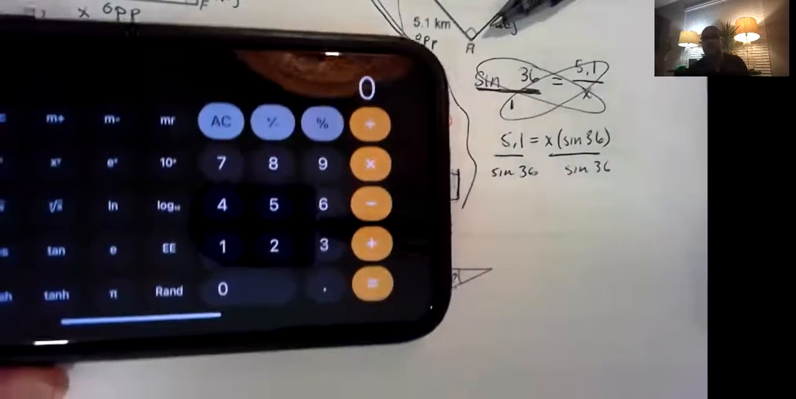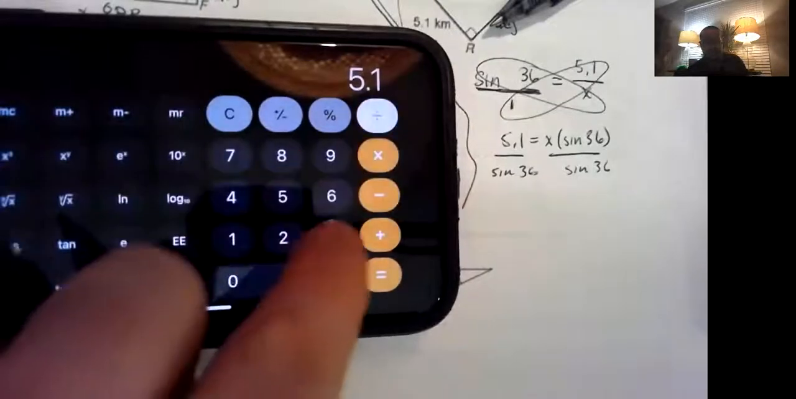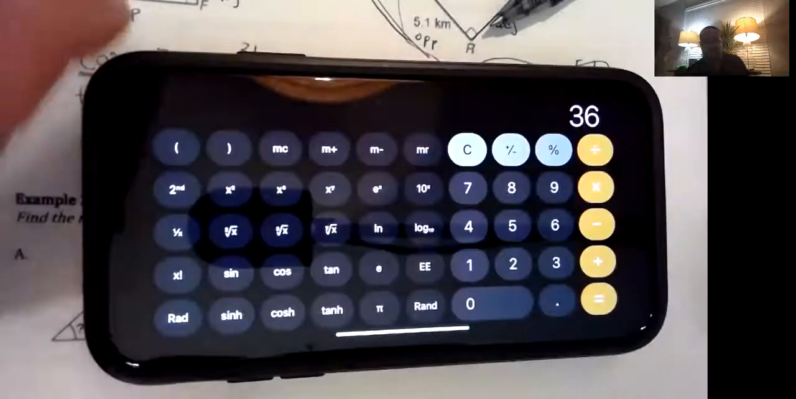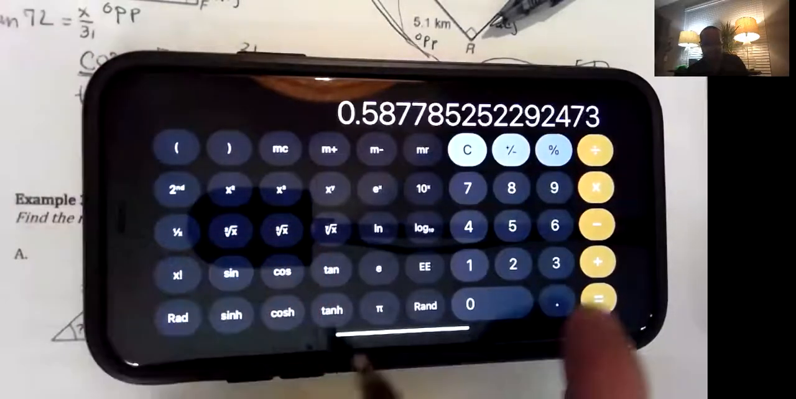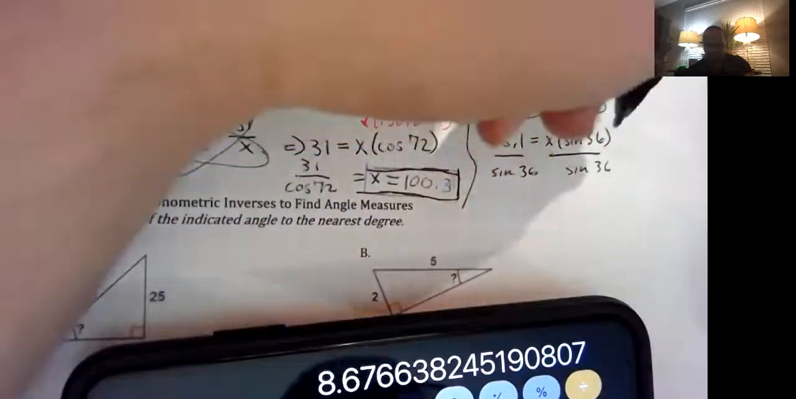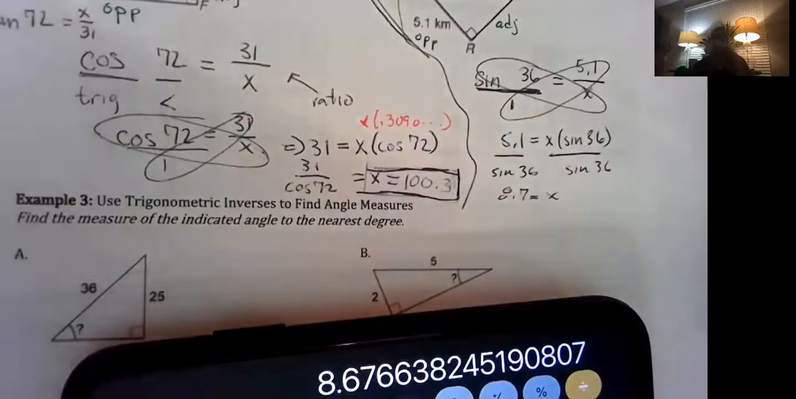So what do we have here? We have 5.1 divided by sine of 36. And again, I'm going to use the sine button here to come up with 8.7. All right, 8.7 right there. Now, that's how we do side lengths.